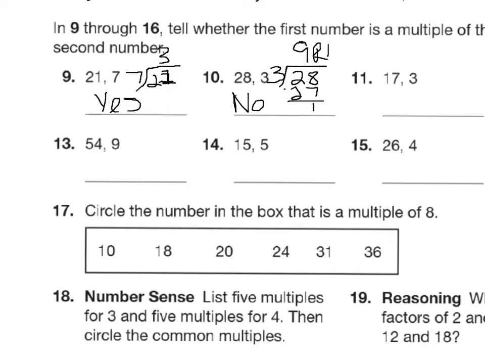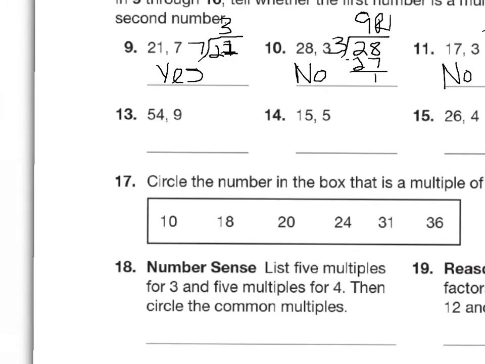Alright, 17 and 3. So 17 divided by 3. 3 times 5 is 15. And 3 times 6 is 18, so that's too many. Remainder 2. So since it has a remainder, it is not. No.